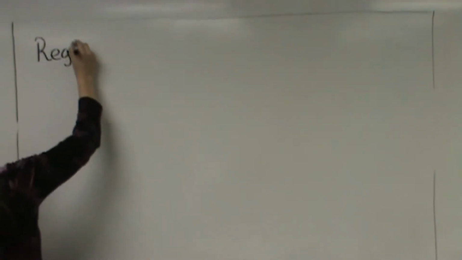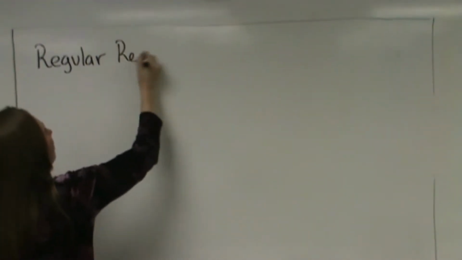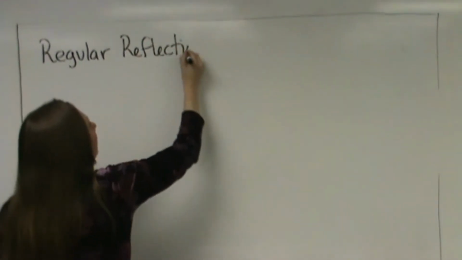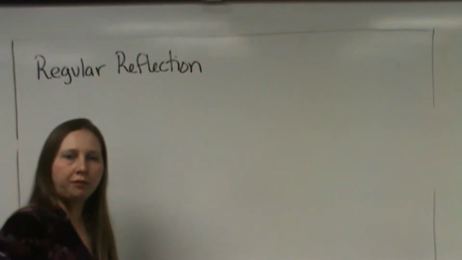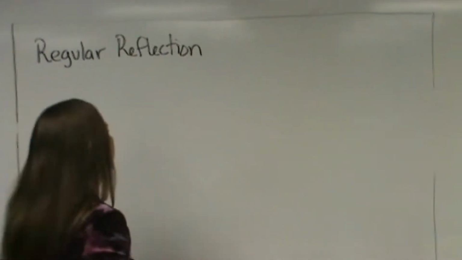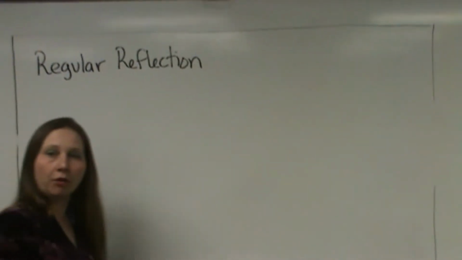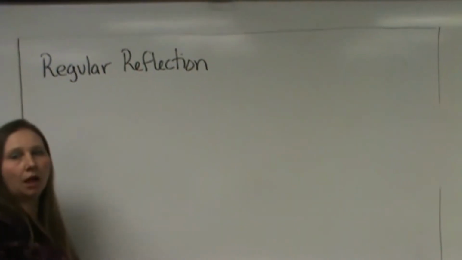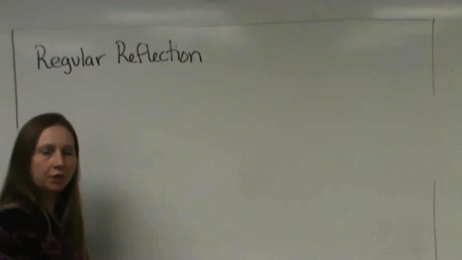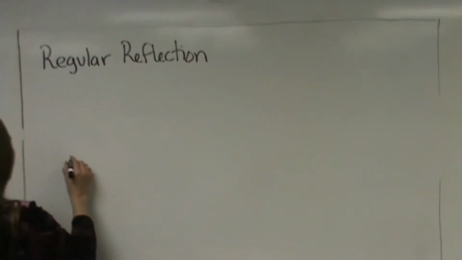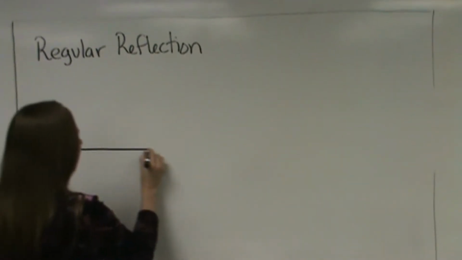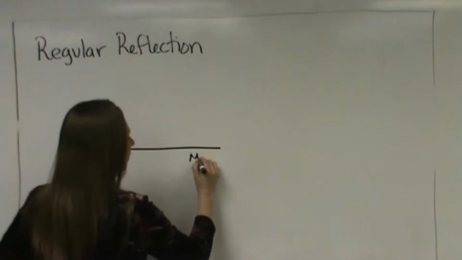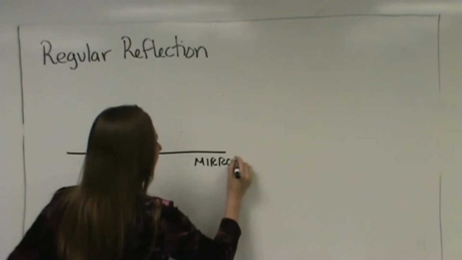Regular reflection occurs when a wave reflects off of a smooth surface, like a mirror. A mirror is a good example of a smooth surface that will cause regular reflection. So here's the mirror. I'm putting it down flat.